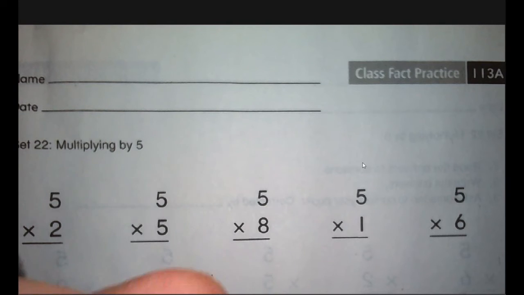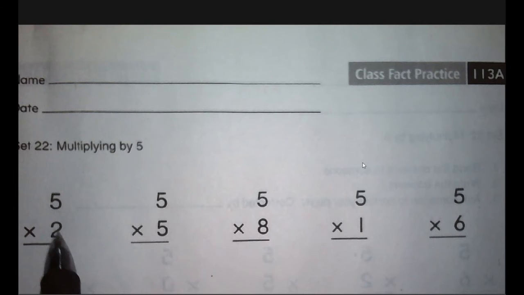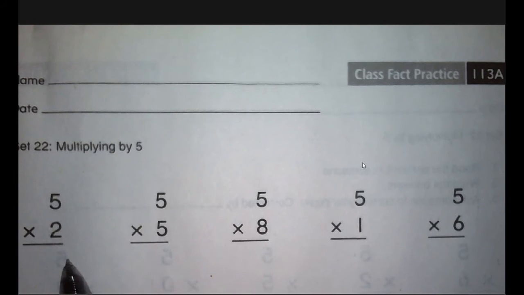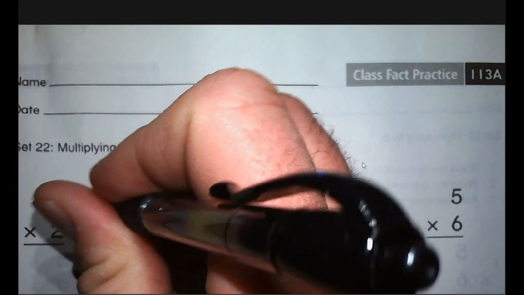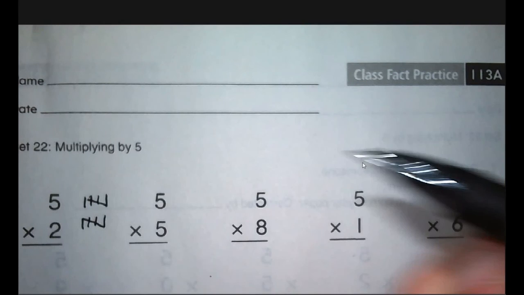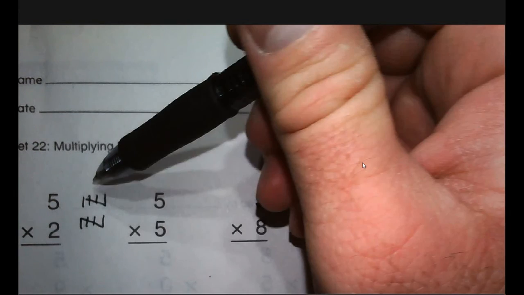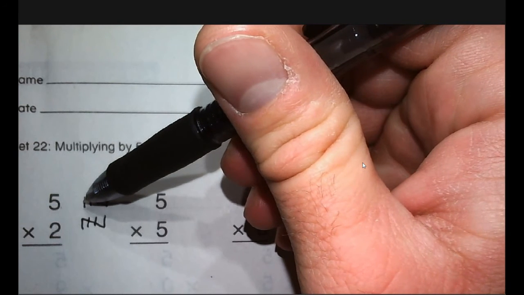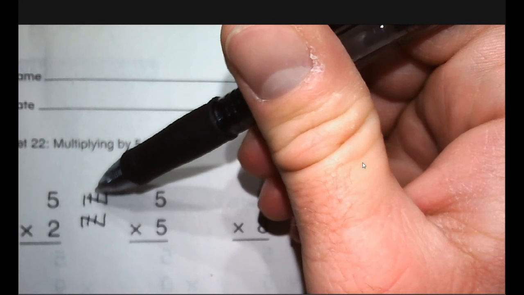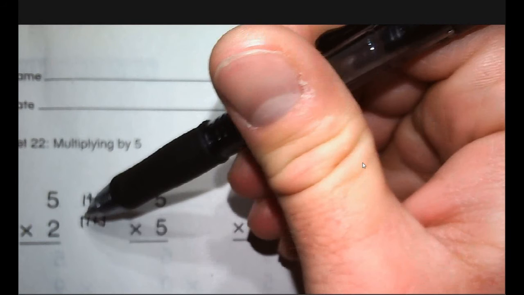But for example, that would be 1, 2, 3, 4, 5. 1, 2, 3, 4, 5. So I have 2 groups of 5. So what would that answer be? Well, let's go ahead and count them. We got 1, 2, 3, 4, 5, 6, 7, 8, 9, 10. So 5 times 2 is 10.